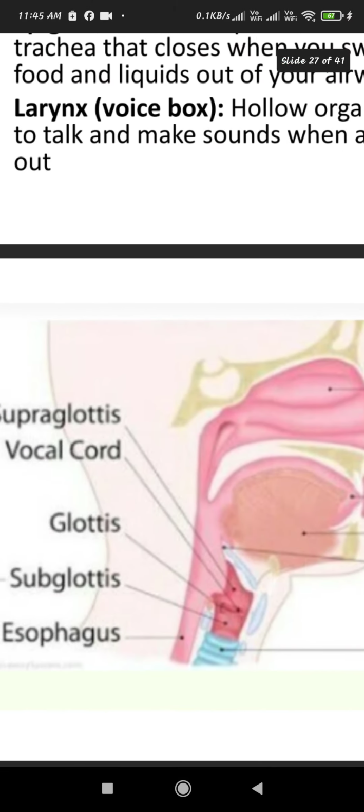After the epiglottis there are three parts. One is your supraglottis, the other is your glottis, and the last one is your subglottis. What is supraglottis? It is the area above the vocal cord. Glottis is the area which contains the vocal cord, and subglottis is the area below the vocal cord. ये हमारा Adam's apple, larynx, यहाँ पे glottis में. Above it is supra, below it is subglottis, and then is your esophagus, that is your food pipe also.